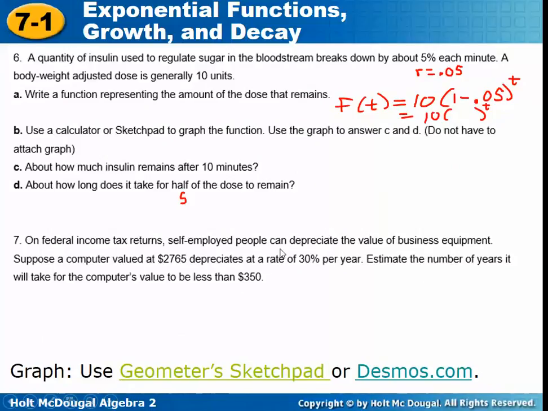And this one, it says self-employed people can depreciate the value of business equipment. So that's a good clue that we're going to be using depreciation here at a rate of 30% per year. And the r value is not 0.03, but just 0.3. And then we're going to estimate the number of years it will take for the computer's value to be less than 350. So when on the y-axis you're at less than 350, find what x is equal to.